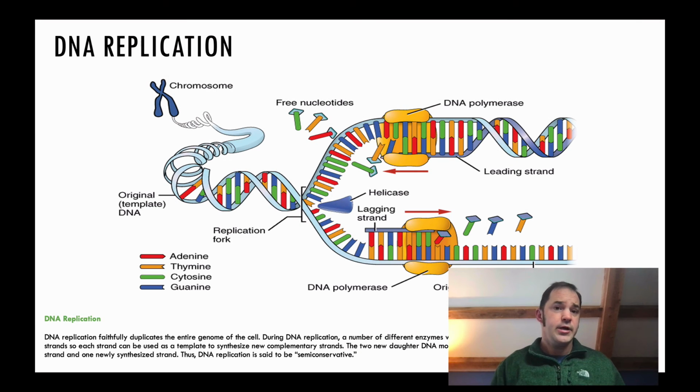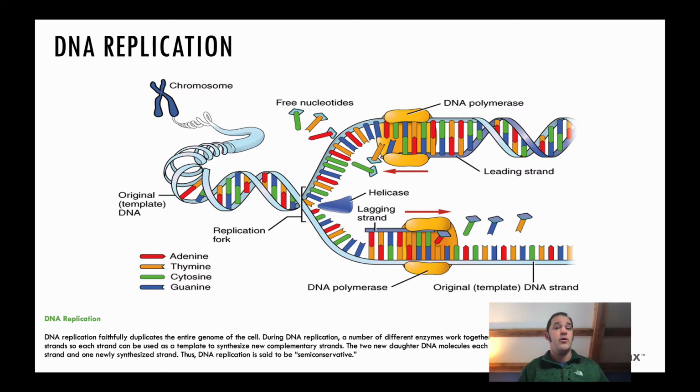Okay, so during the S phase of the cell cycle, the previous video talked about how DNA is replicated. So we basically make a copy of all the DNA in the cell. So how does DNA replication happen? We're going to go through this in a basic way for A&P1.